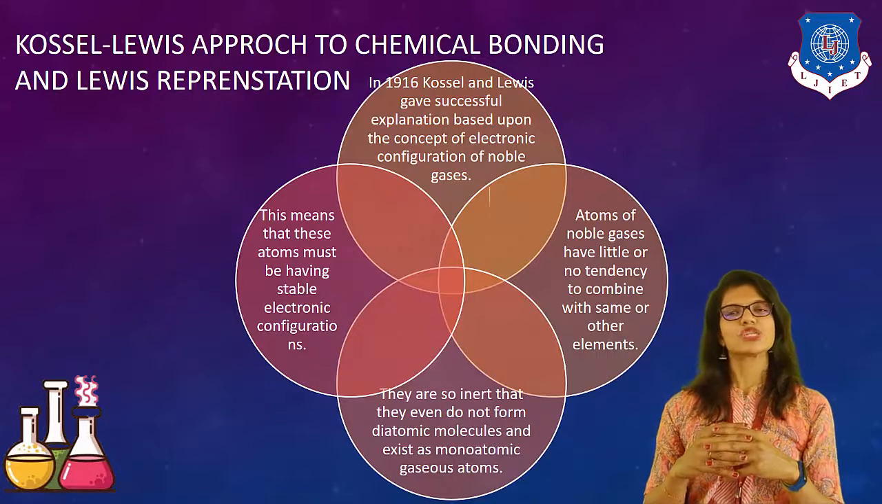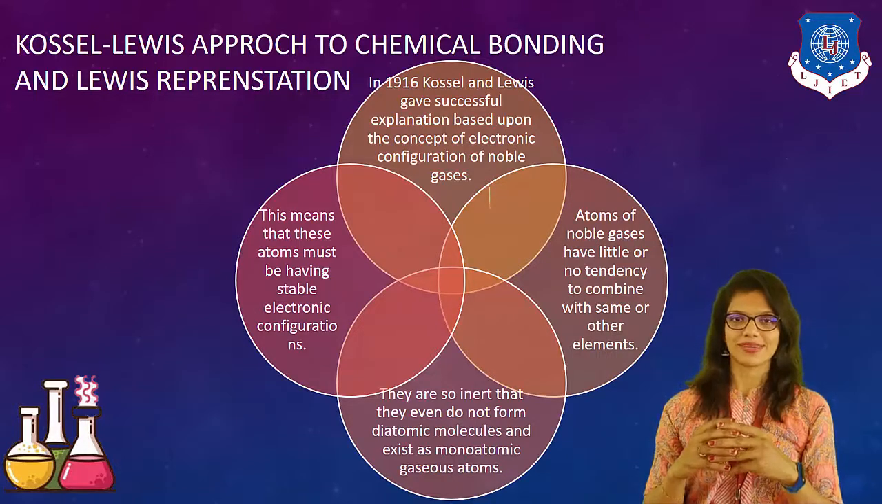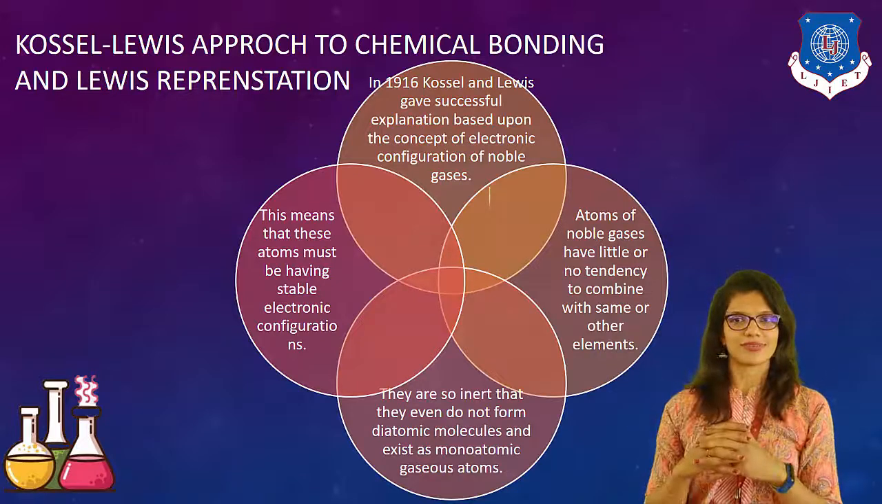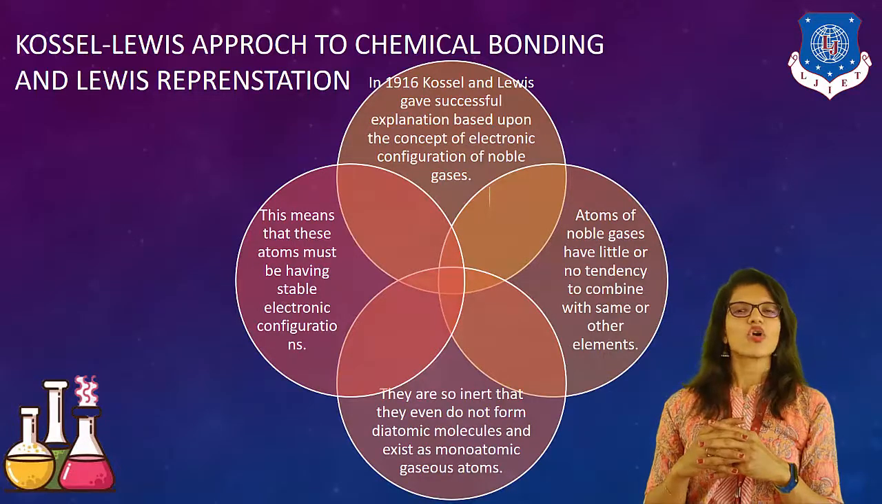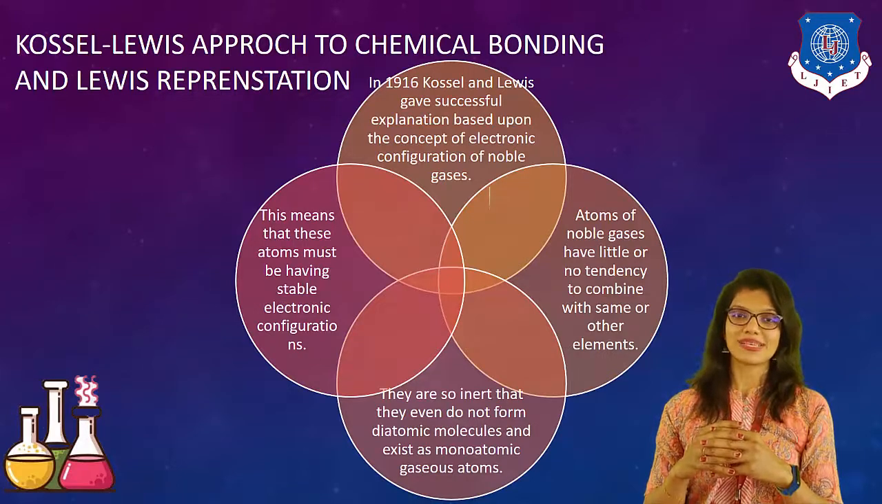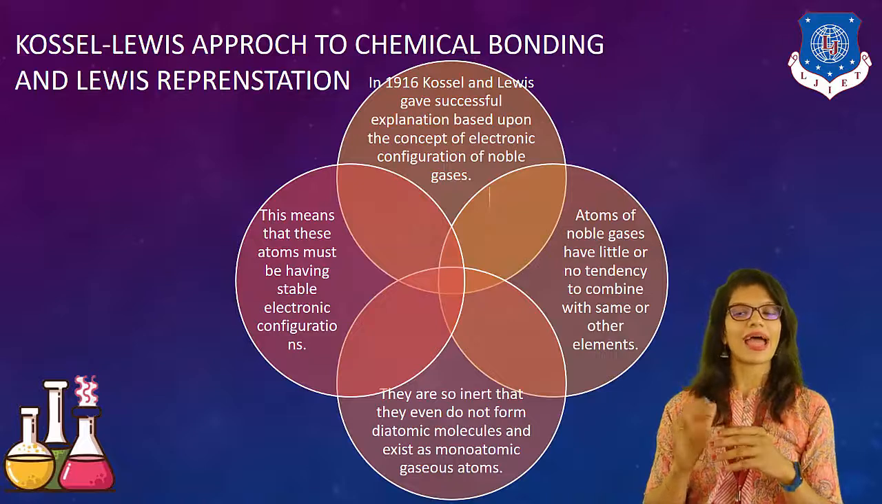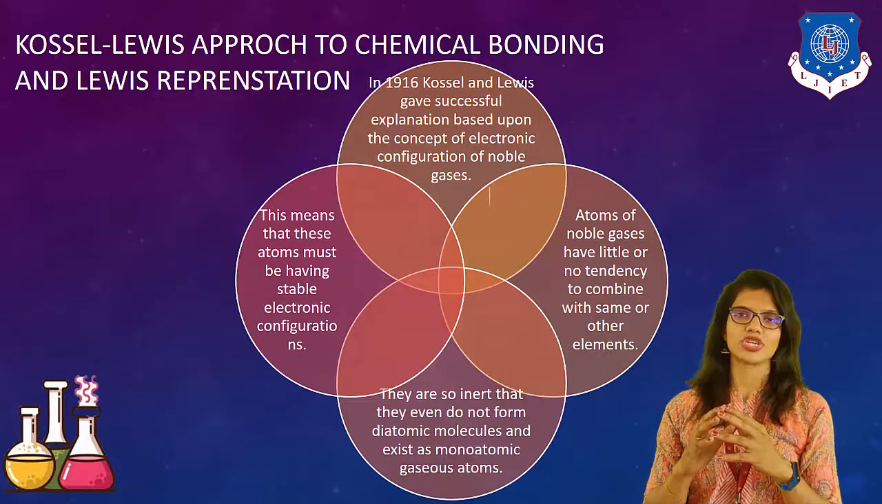Now, let's move on to the next topic of this chapter, that is the Kossel-Lewis approach to chemical bonding and Lewis dot representation. Two scientists are there, Kossel and Lewis. In 1916, they gave a successful explanation based upon the concept of electronic configuration of noble gases.